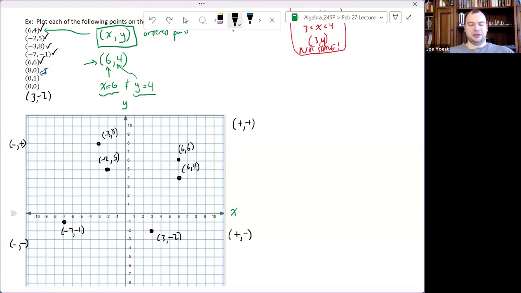But remember, the origin is where those zeros of both axes meet. So 0 on the y-axis is really just indicating that the point is on the x-axis. So 8 comma 0 would be this point here. It lies directly on the x-axis.